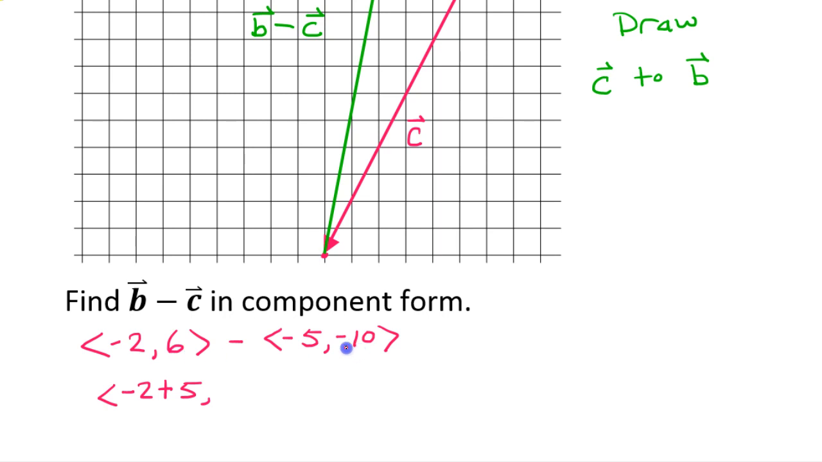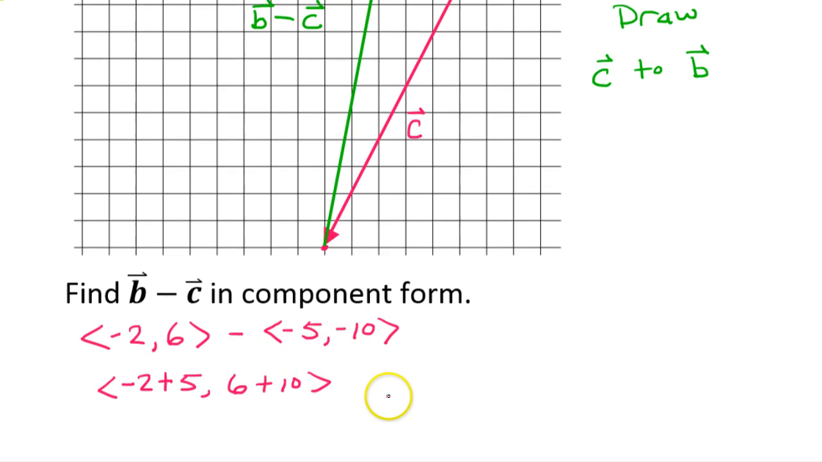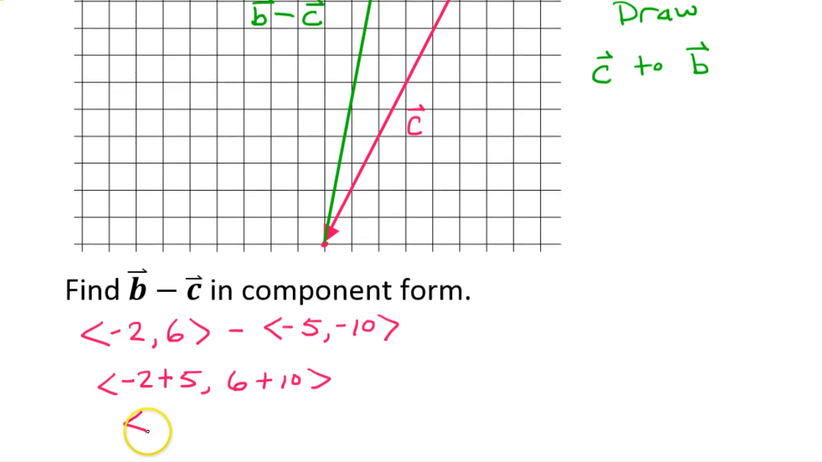Similarly, if I do the vertical components, this would be 6 plus 10. 6 minus -10 is 6 plus 10. So that's what I'm doing. So that's why I'm going to get 3, 16. Alright, so this should be the vector b minus c in component form.